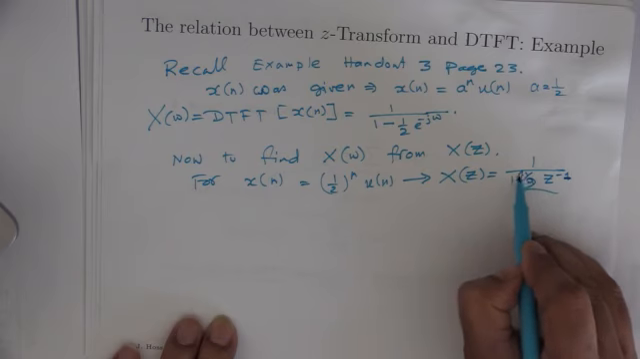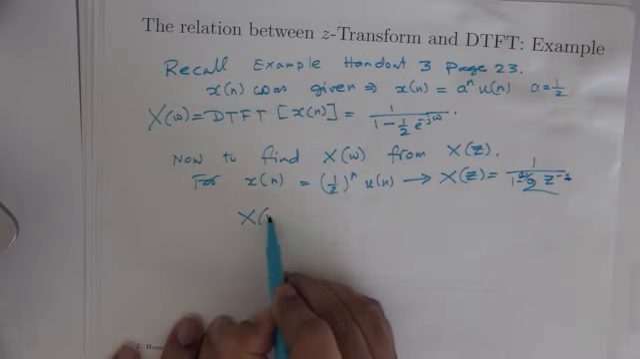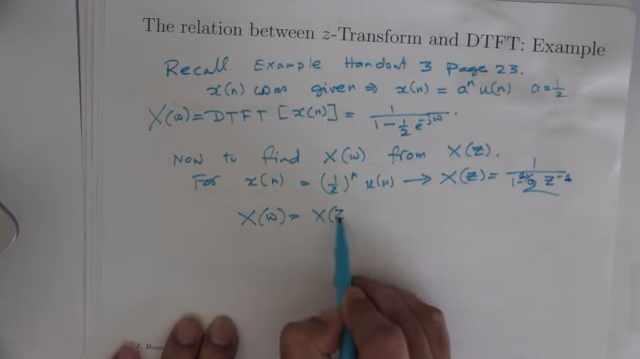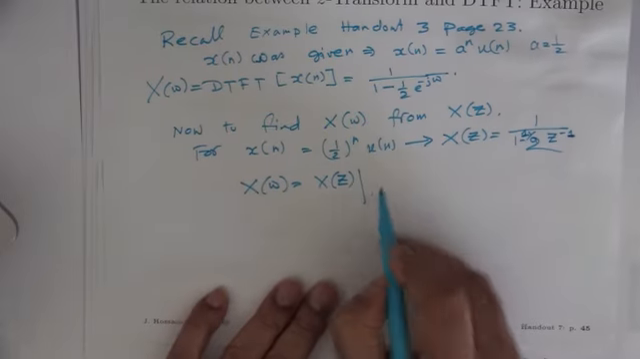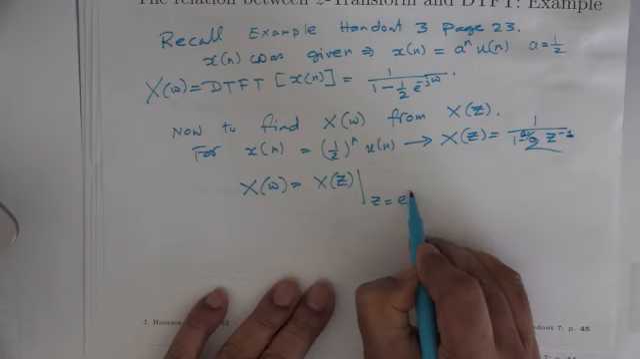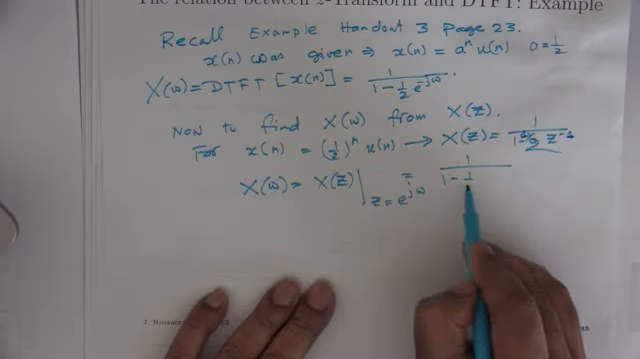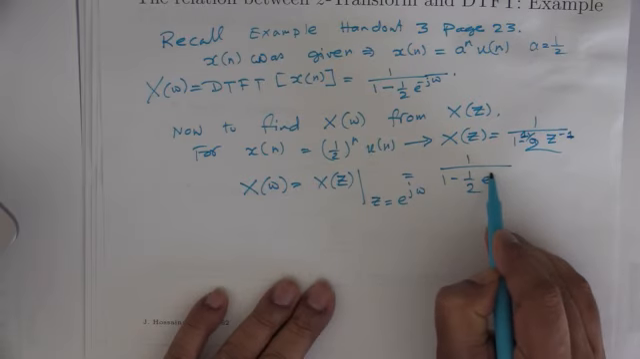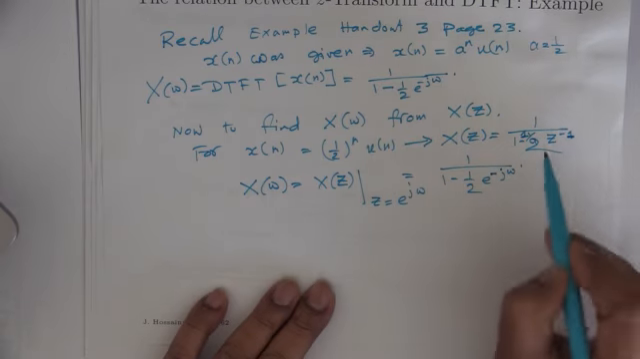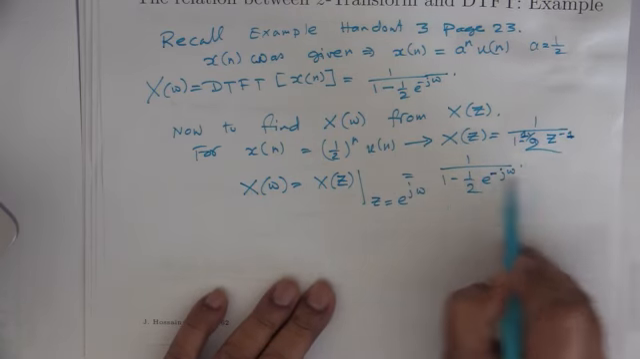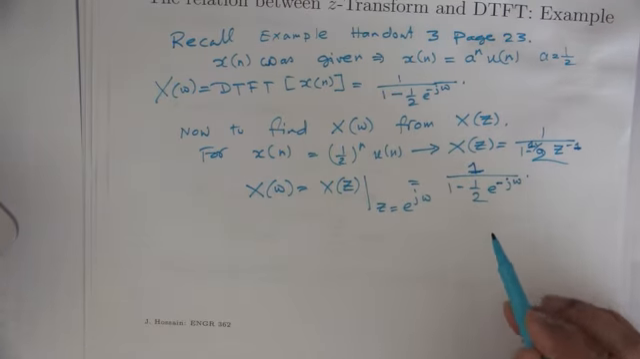So how do we find X(omega)? X(omega) is going to be X(z) evaluated at z equal to e to the j omega. So that's what we are going to do. It's going to be 1 over 1 minus 1/2 e to the minus j omega. So we got the same answer, right? These are the same as what we learned during handout number 3. Okay, good.